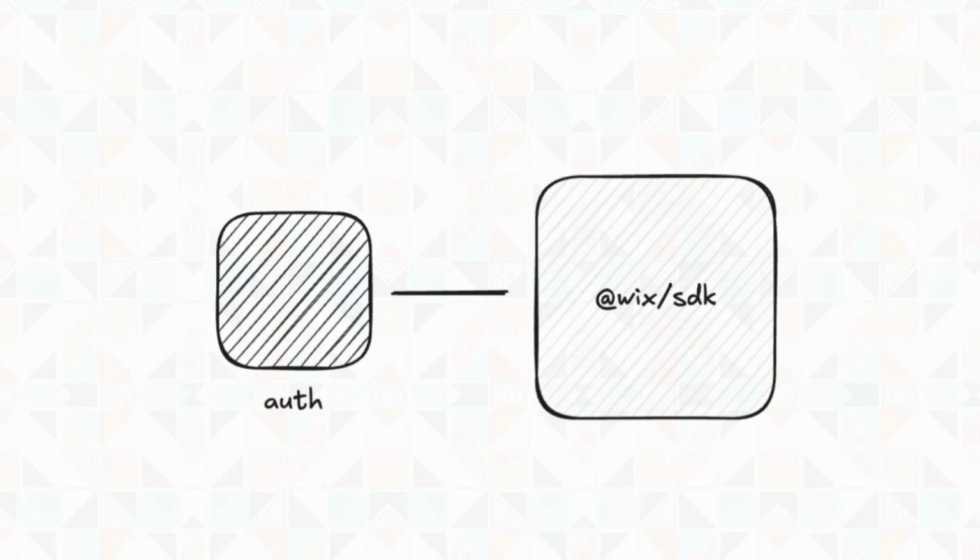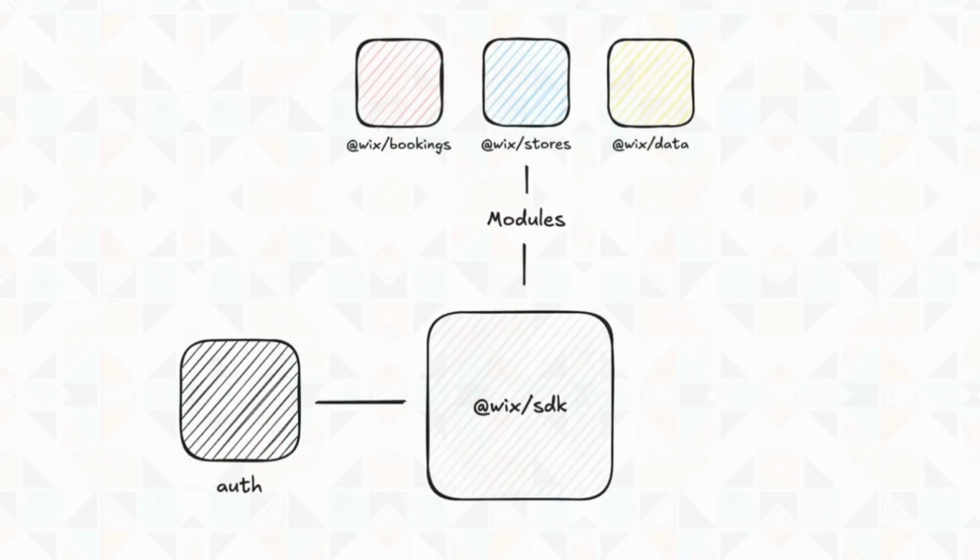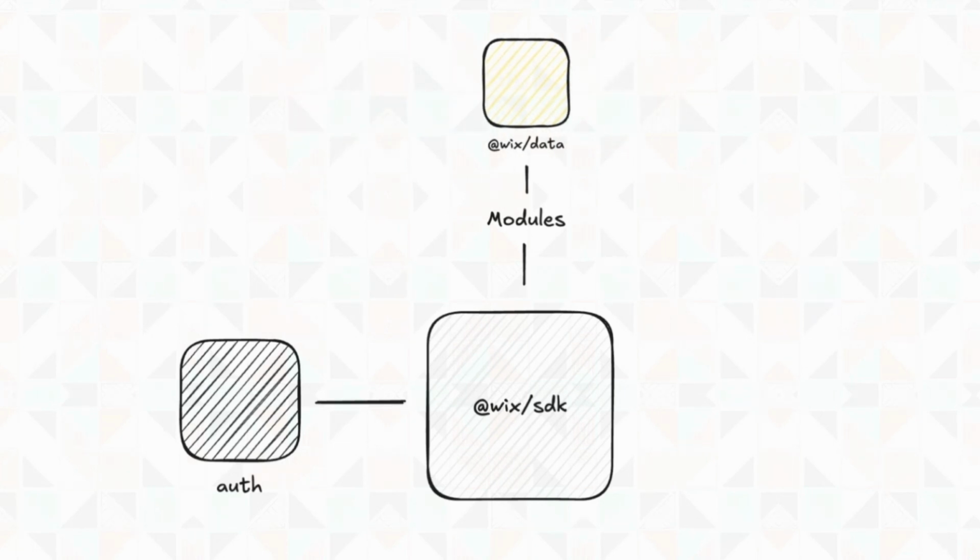The second component of the SDK is the modules. Now, modules are multiple packages that provide fully typed APIs that can interact with their counterparts on Wix. Modules like bookings, like stores, like Wix data, basically just a package with many methods and types. We're going to use the Wix data module in order to consume the collection we just created on the site and display it on our app.